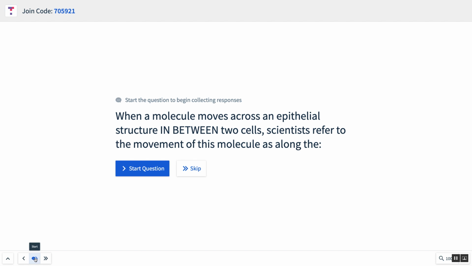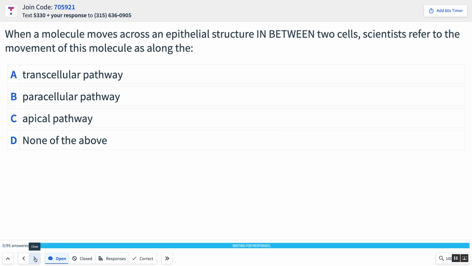When a molecule moves across an epithelial structure in between two cells, scientists refer to the movement of this molecule as along the A, transcellular pathway, B, paracellular pathway, C, apical pathway, or D, none of the above.